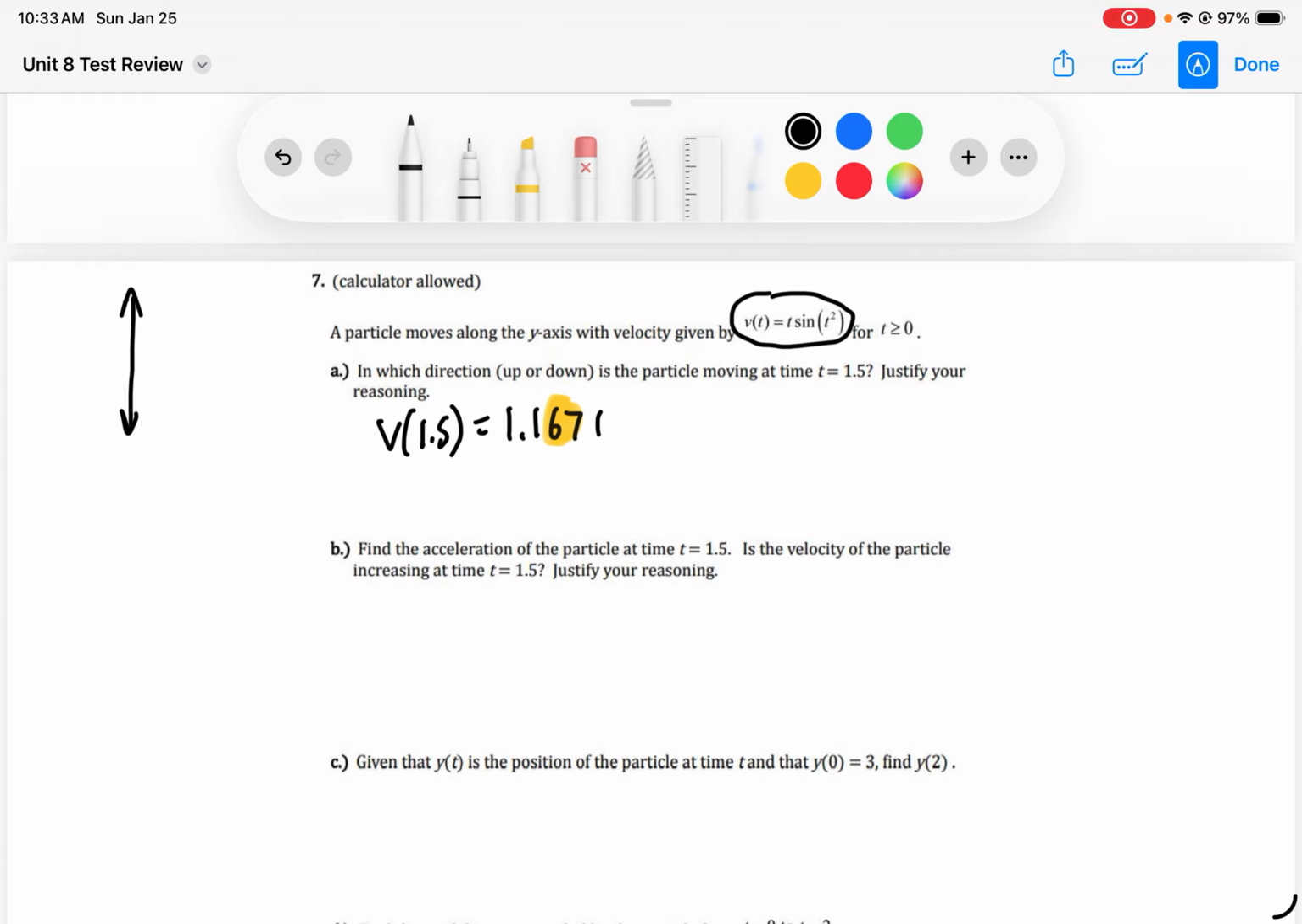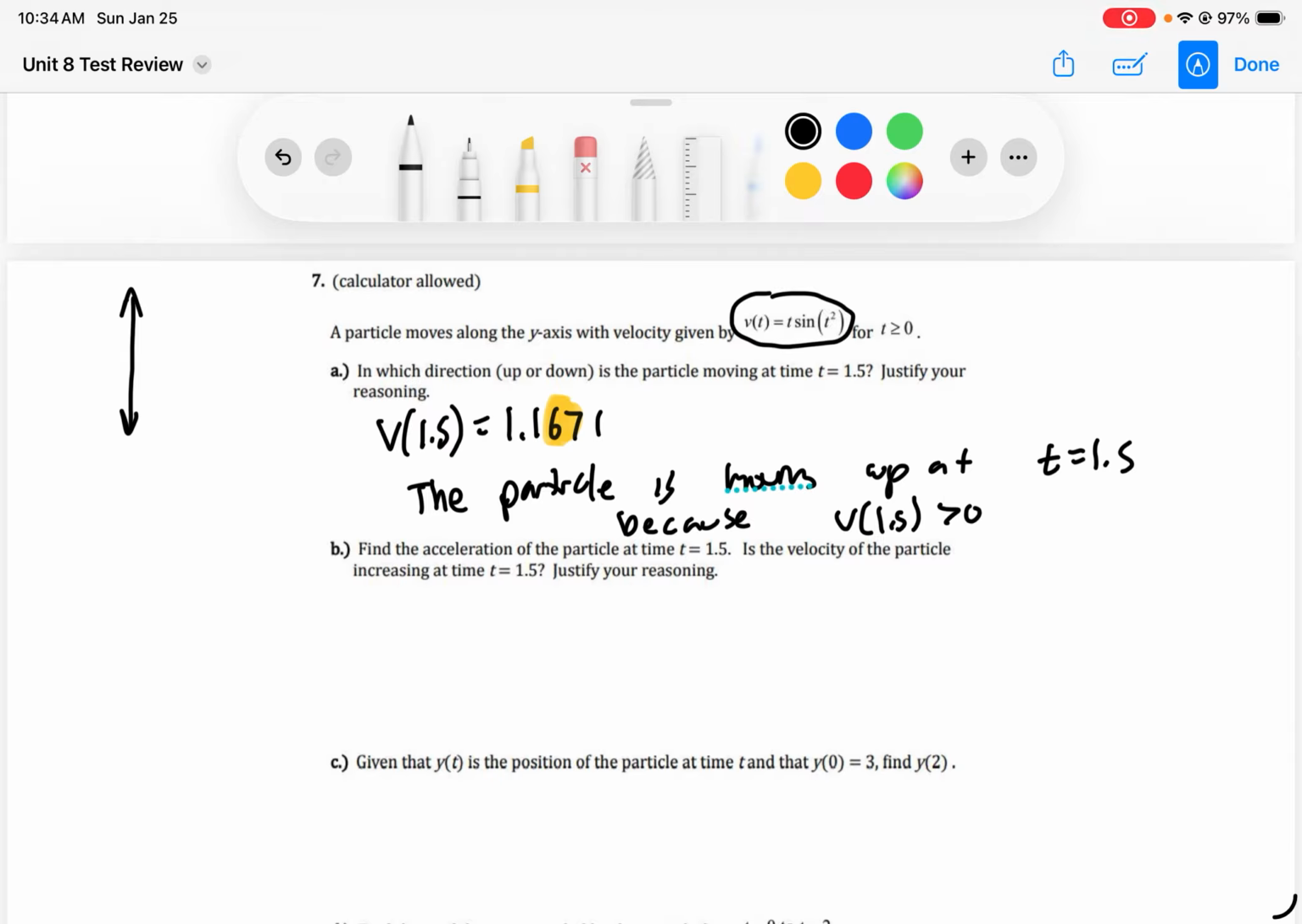Anyways, that's the number. If it's a positive velocity, that means it's moving up. So I would say the particle is moving up at t is equal to 1.5. The reason is because v of 1.5 is greater than 0. I wouldn't say because it's positive, I would just write greater than 0. Get used to the inequality form. If you say the word positive, that's true on this one, but it could mess up some things later in other ones.